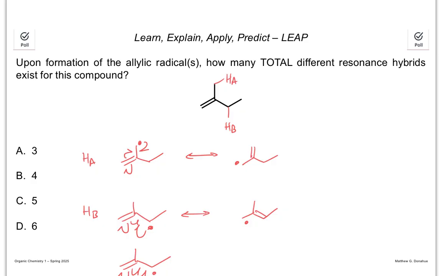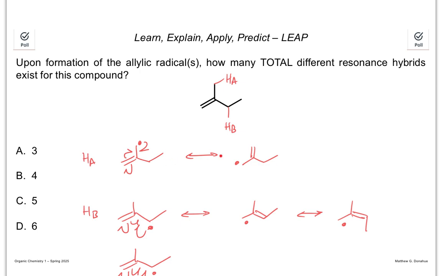So notice what happened though in that second resonance form. We now have this alkene that has these different substituents. So there's actually another resonance form that looks like this. In this one, the radical is on the same side as a hydrogen. In this one, the radical is on the same side as the methyl group. But again, it's still showing you the radical density is on those 1 and 3 positions.